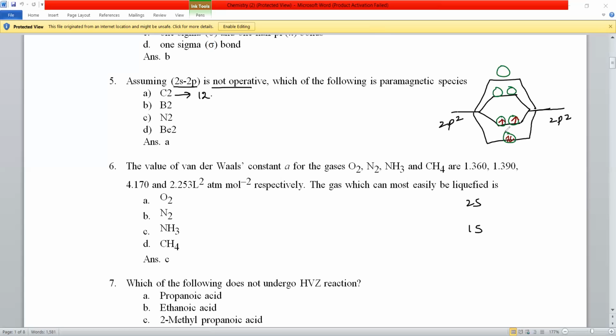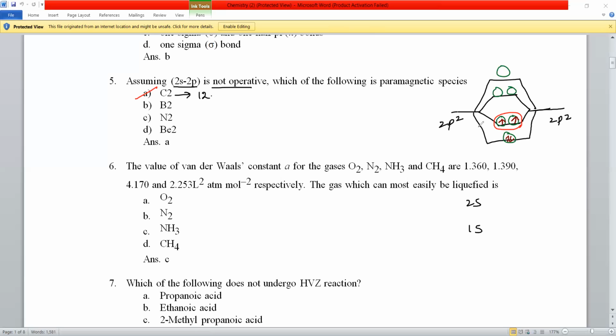So we can check in the valence shell which has unpaired electrons now. So this is paramagnetic nature, students. Option A is the correct one. If you go for B2, you will get diamagnetic, N2 also diamagnetic, Be2 doesn't exist. So answer A is the correct one.